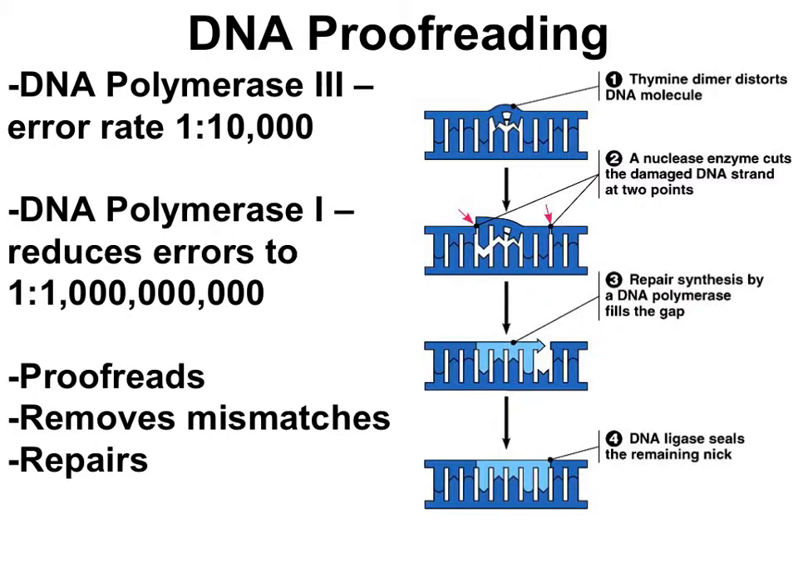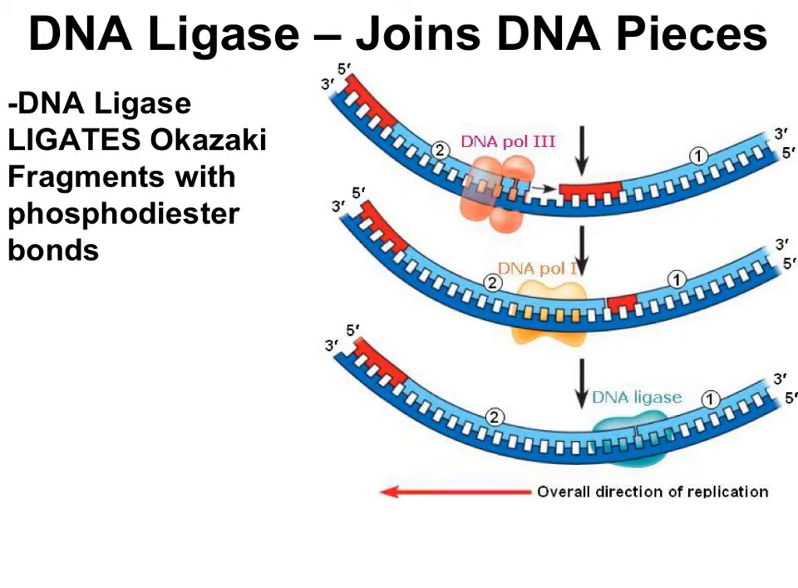For each mistake, DNA polymerase I finds the mistake, cuts out the bad nucleotide, and replaces it with the right one. Having DNA polymerase I reduces the error rate to about 1 in a billion, but this means that there are still mistakes every time your DNA is copied. These mistakes are called spontaneous mutations and are one of the causes of cancer that we talked about in the last video. The final enzyme in the story is DNA ligase. Once the polymerases are done, DNA ligase goes through and joins together all of the DNA fragments.